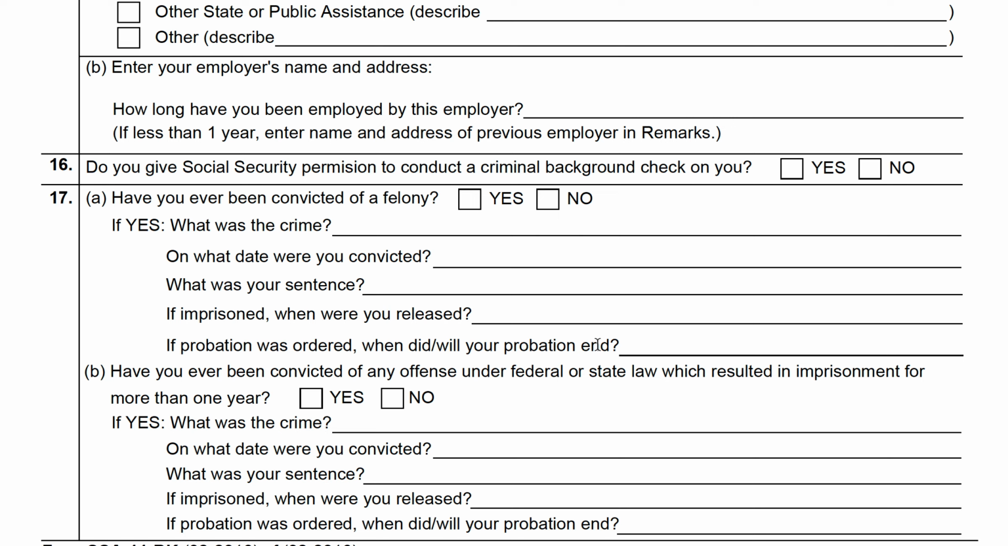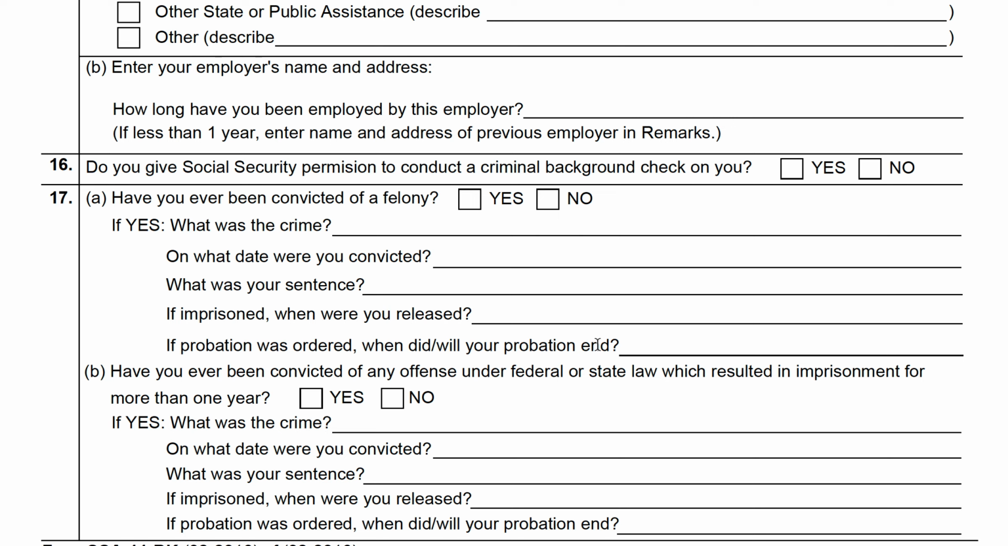So that's box 16. Do you give them permission to run a background check? Yes or no? If no, odds are pretty good that you're not going to get this approved. Go down to box 17. Have you been convicted of a felony? If yes, describe the crime, date of conviction, sentence.